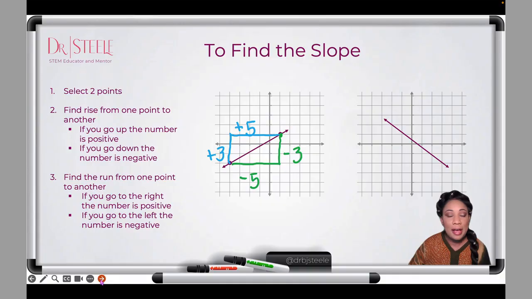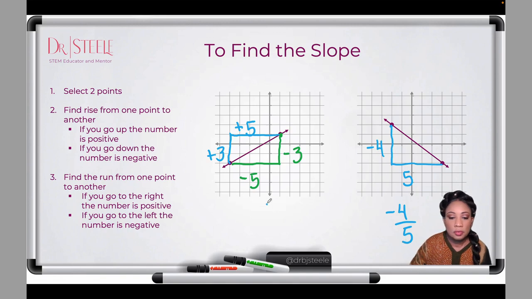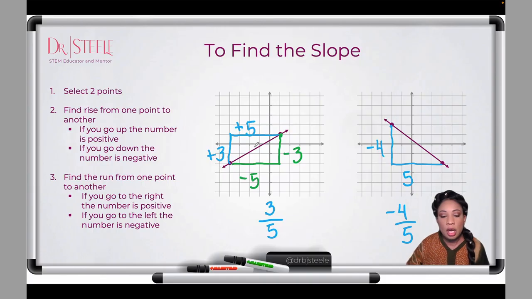All right, let's look at another example. Again, the first thing we want to do is to find our 2 points. So for this one, I'm going to start here, and I'm going to go down 1, 2, 3, 4, and then I'm going to go over 1, 2, 3, 4, 5. So our slope is -4/5. Now notice when we go up and to the right, our slope is positive. When we go down to the right, our slope is negative. We'll get into that a little bit more.